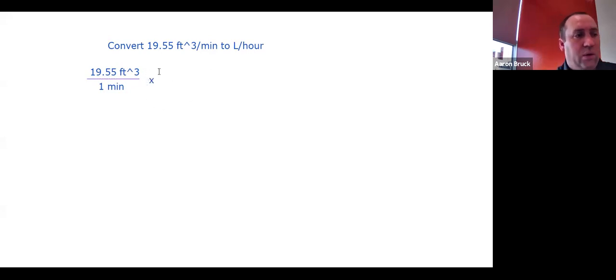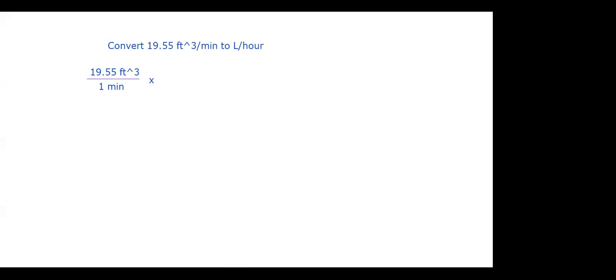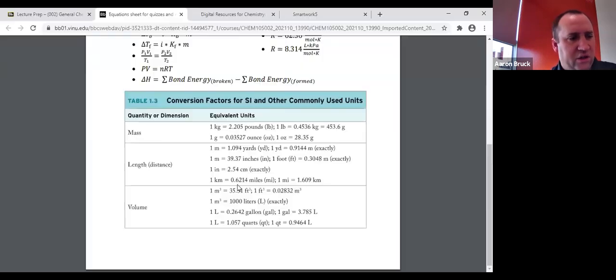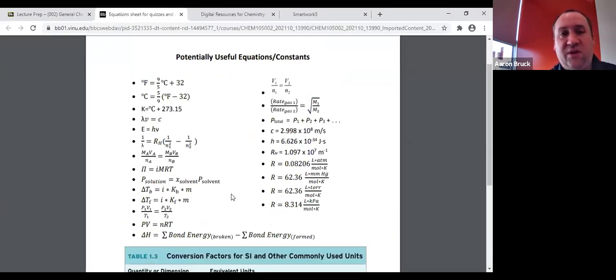And so we ultimately want to convert this to liters per hour. To do that, I'm going to need some conversions. Now, one of the conversions that I will pull from is... I can show this to you. This is your equation sheet that you'll be given as part of the quiz.